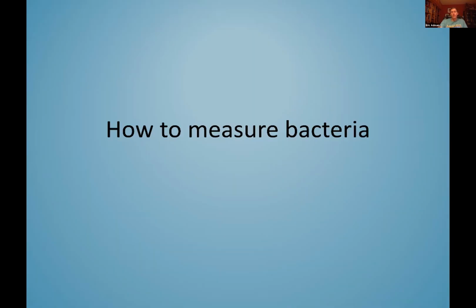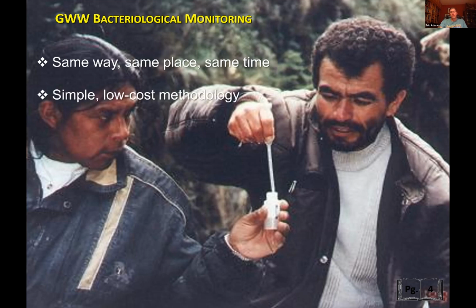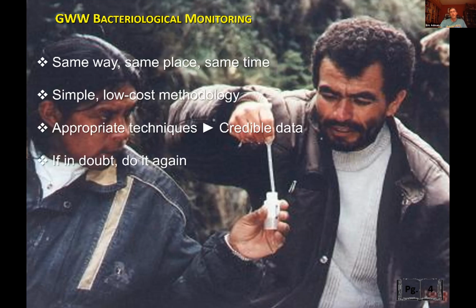So how do you measure bacteria? Using the Global Water Watch techniques, they emphasize that you want to be consistent about how you do it. You're going to do it consistently using the same method, going to the same place, essentially trying to do it at the same time of day. And if you use consistent techniques, you can come up with credible data.